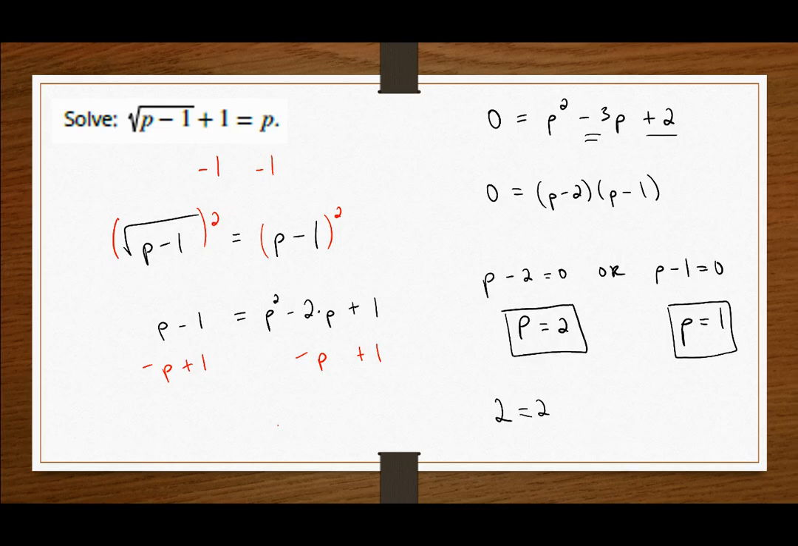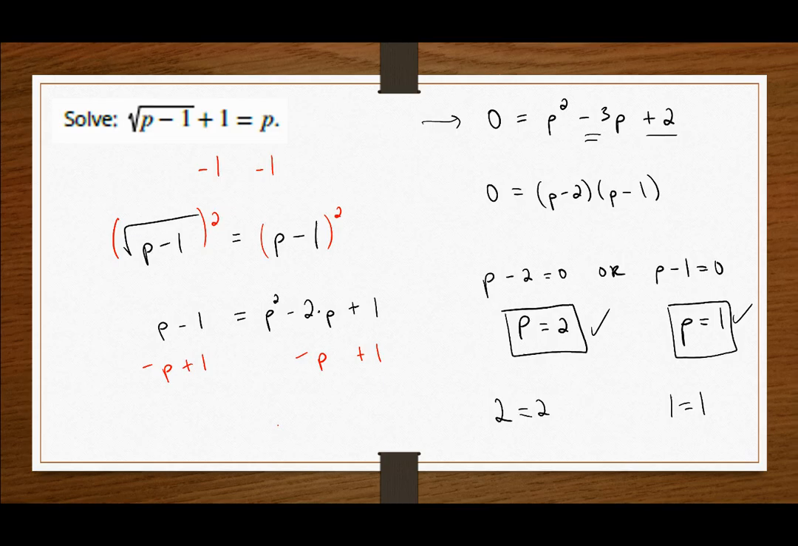If we replace p with 1, we get the square root of 0, which is 0, plus 1 is equal to 1. So again, another true statement. So it turns out both of these answers are useful, which should be no surprise given that we started here with a quadratic. We should expect there to be two solutions to the quadratic, but not necessarily that they both work in the original equation.